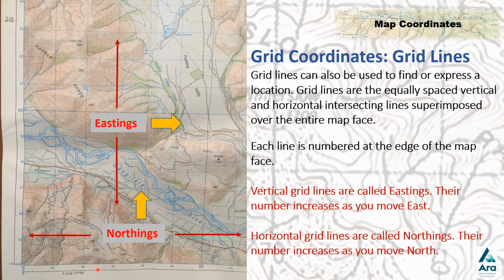The other way of expressing or showing a position on a map is to use grid coordinates. Grid coordinates are equally spaced vertical and horizontal lines that are superimposed on a map, and they each have a number representing each line on the vertical and the horizontal axis. Now the vertical grid lines here are called eastings. Their number increases as you move further east. It can be a little bit confusing because vertical lines run north to south, but they're called eastings.